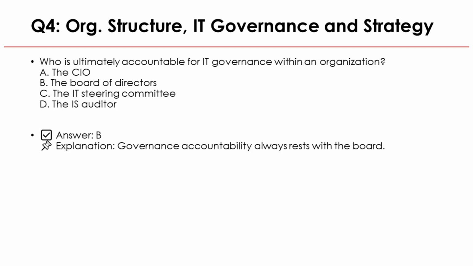Who is ultimately accountable for IT governance within an organization? Option A, the CIO, accountable for IT operations, not governance. Option B, the board of directors. Correct, governance is their responsibility. Option C, the IT steering committee, they advise but do not own accountability. Option D, the information system auditor, only provides assurance. Correct answer, B, the board of directors. The board is the captain of the ship. They are ultimately responsible for where it sails.